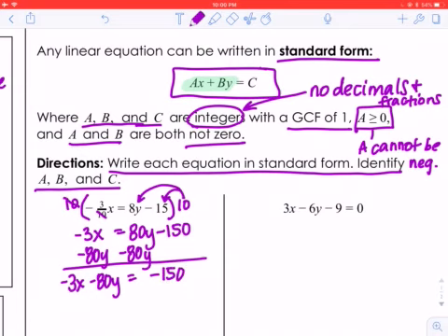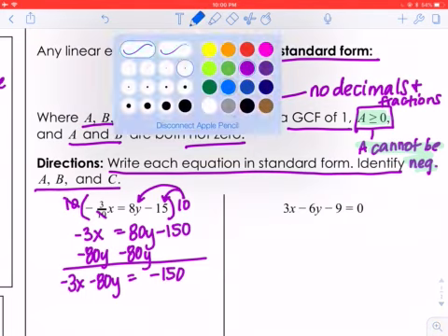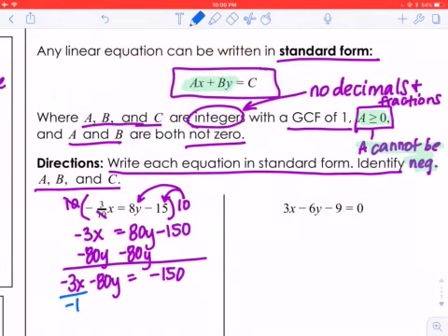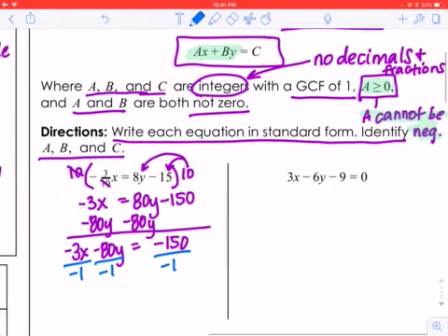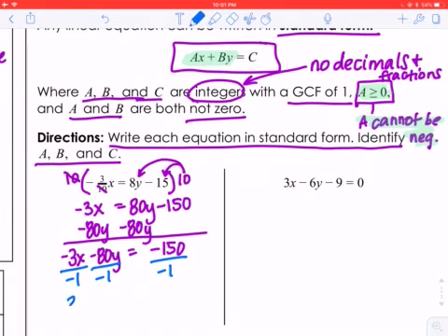So I have them all as whole numbers. I have the x and the y on the same side, but it tells me here that a cannot be negative. So I need to turn the negative into a positive. The way that I'm going to do that is I'm going to divide by negative 1. What I do to one side, I have to do to all the sides. So dividing by negative 1 will turn this into a positive 3x, a positive 80y, and a positive 150. So it actually turned everything into positive, which is pretty cool too.